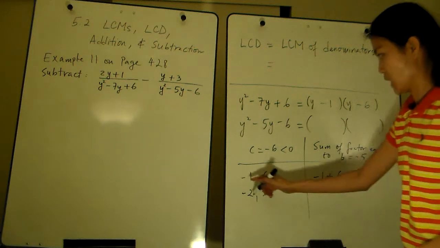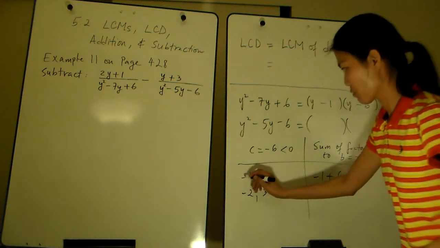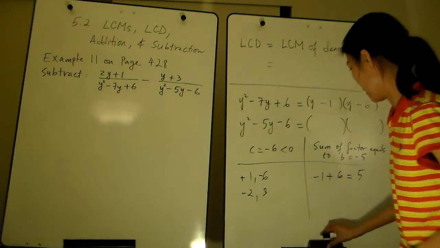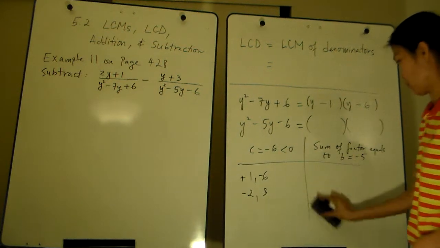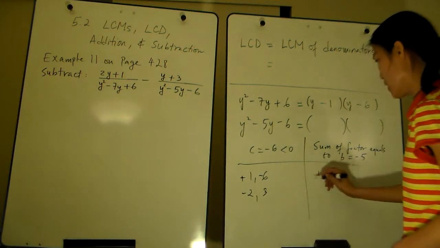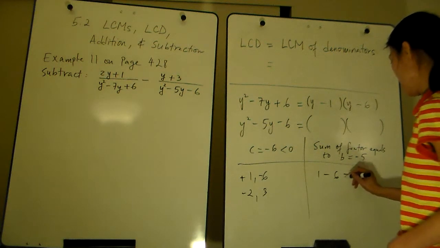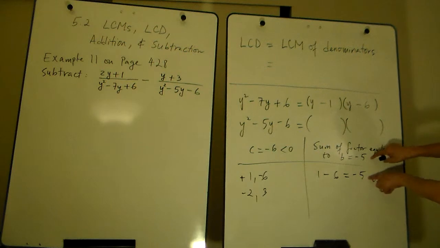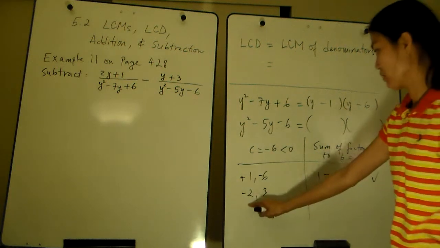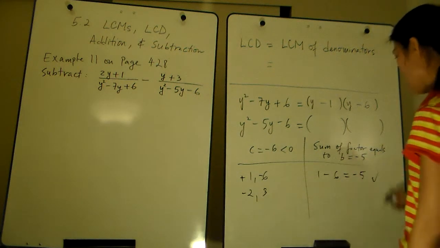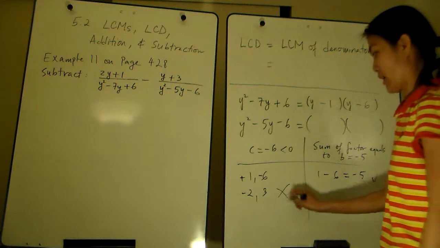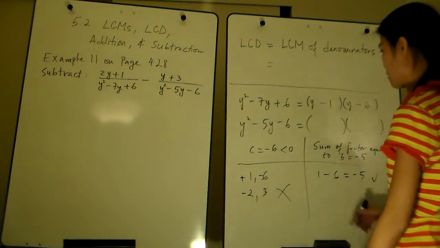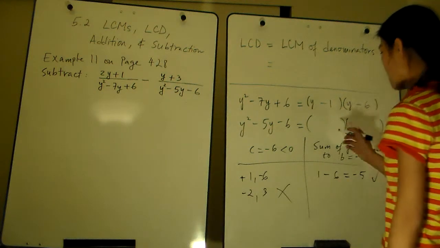What if we switch the sign, okay? We'll switch this to positive and this to negative. If we do that, what do we get? Positive 1 subtract 6, we get negative 5. Yep, so this is the one, because it matches b. If you try this other one, you would not get b equal negative 5, so this is not the case. So now we know that the two correct factors are 1 and negative 6.